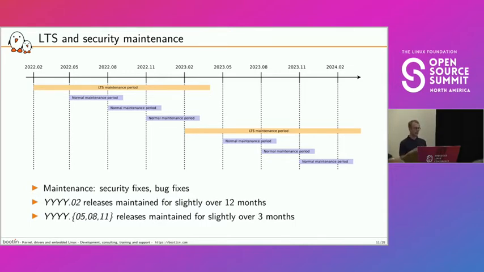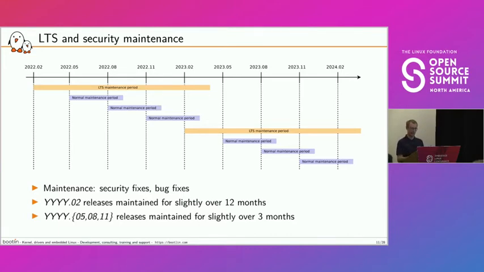But about 3 years ago, we decided to pick one release every year, the February release, to be maintained for a little bit over 12 months. Actually, it's more like 13, 14 months, just to have some overlap. So that's what the graph shows here. You can see that the 2022.02 release, which was made in February this year, is going to be maintained until March, April of next year, so that there's a bit of overlap with the next long-term maintenance release.